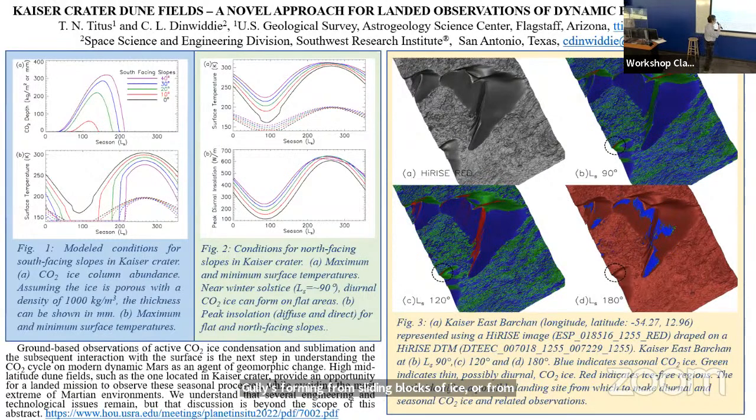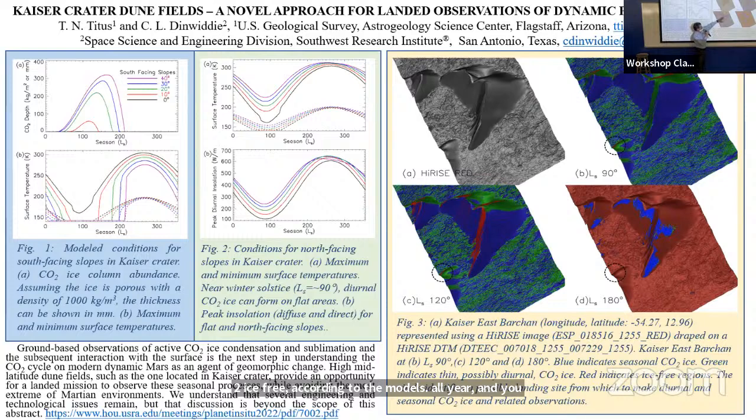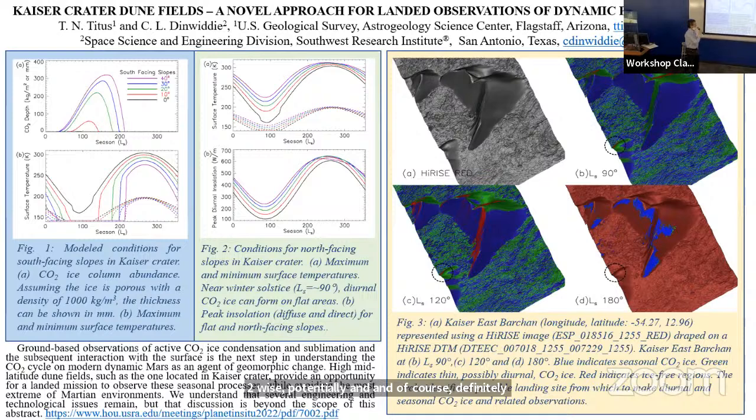And so it turns out that there's actually a spot on a small dune that's facing equatorial that stays CO2 ice free according to the models all year. And you can look at CO2 forming on the lee side, which is poleward facing, and you potentially see diurnal CO2 ice, and of course, definitely seasonal CO2 ice. There are likely some gullies here as well. So you could look at if these gullies are being modified by the CO2 processes.